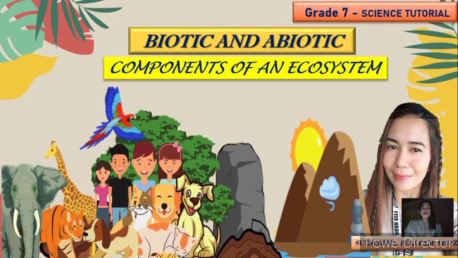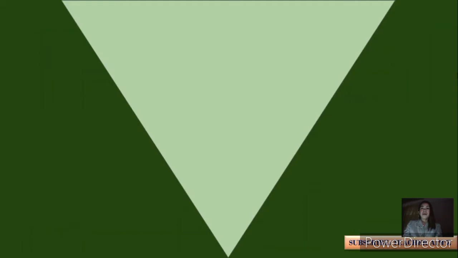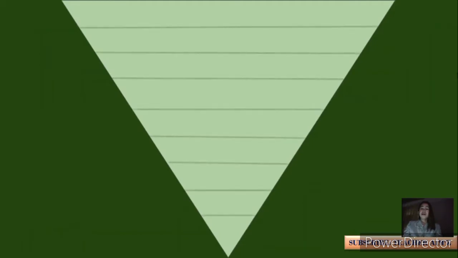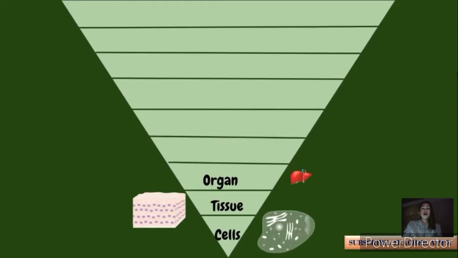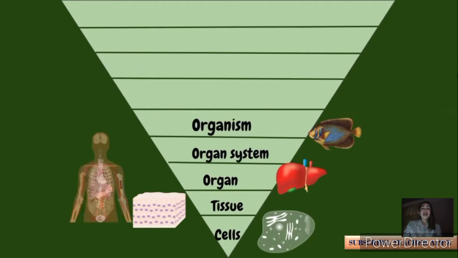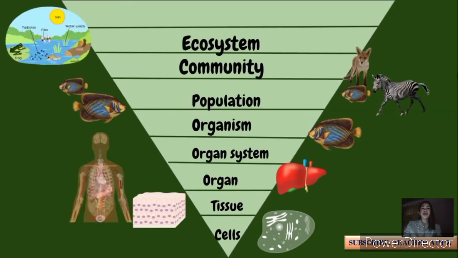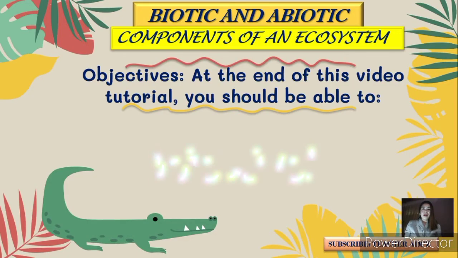Our lesson in this video tutorial is all about biotic and abiotic components of an ecosystem. But before we proceed, let us have first a recap on our previous lesson. We learned about the different biological levels which are arranged in a unique and complex hierarchical organization. Now let us proceed to our new lesson.